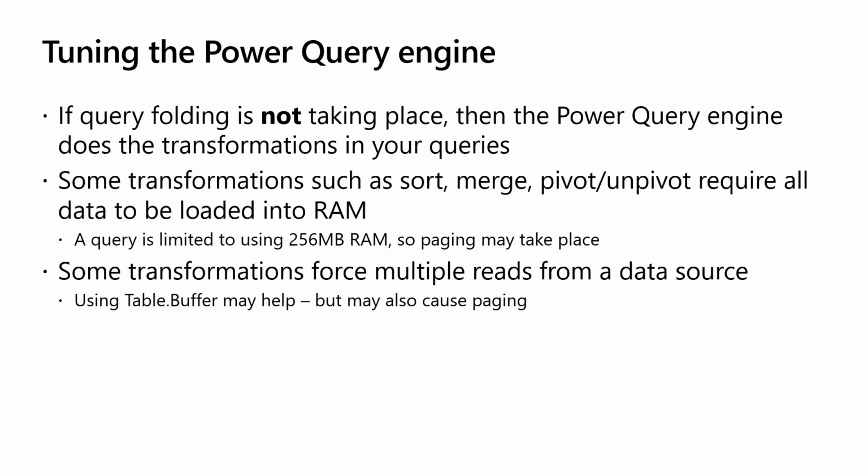But be aware that certain transformations such as sorting, merging, pivoting or unpivoting require all the data for a data source to be loaded into RAM while that happens. And because the Power Query editor limits the amount of memory a single Power Query query can use to 256 meg of RAM, that can cause some real problems. I've seen lots of cases where people are working with large amounts of data and doing things like sorts. The data is tried to be loaded into memory, it breaks that 256 megabyte limit, and then you end up with lots and lots of paging. So that's not a great situation.